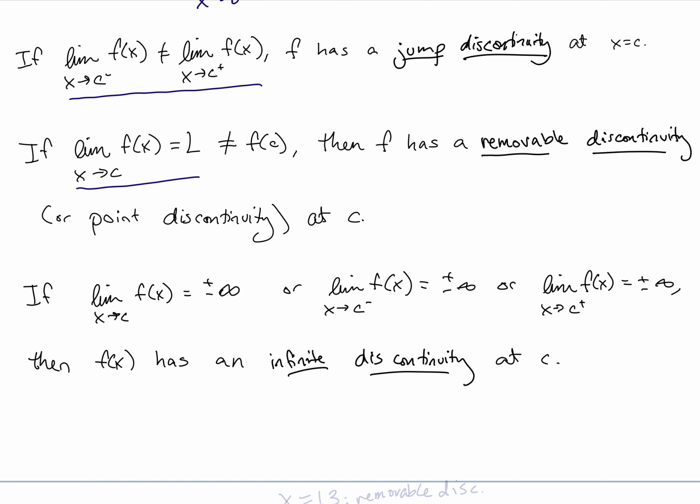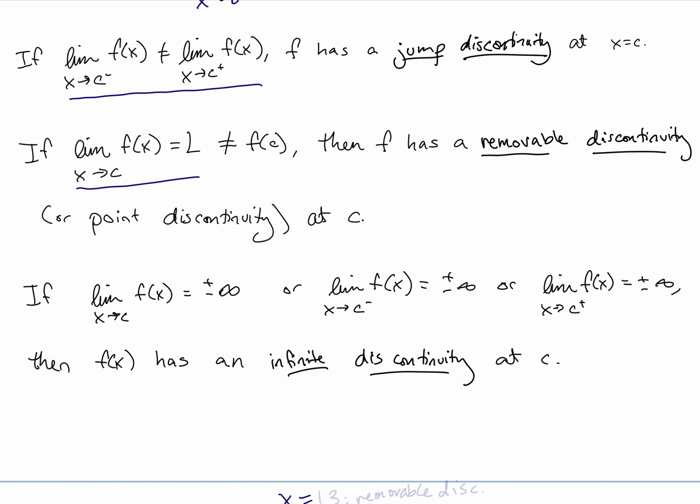And finally, if the limit as x approaches c of f of x is equal to positive or negative infinity, or the limit as x approaches c from the left is positive or negative infinity, or from the right is positive or negative infinity, then we say that f of x has an infinite discontinuity at c. And let's just check out our example. We see that at x equals -2, that's a jump discontinuity because we have different values for the left and right hand limits as x approaches -2.